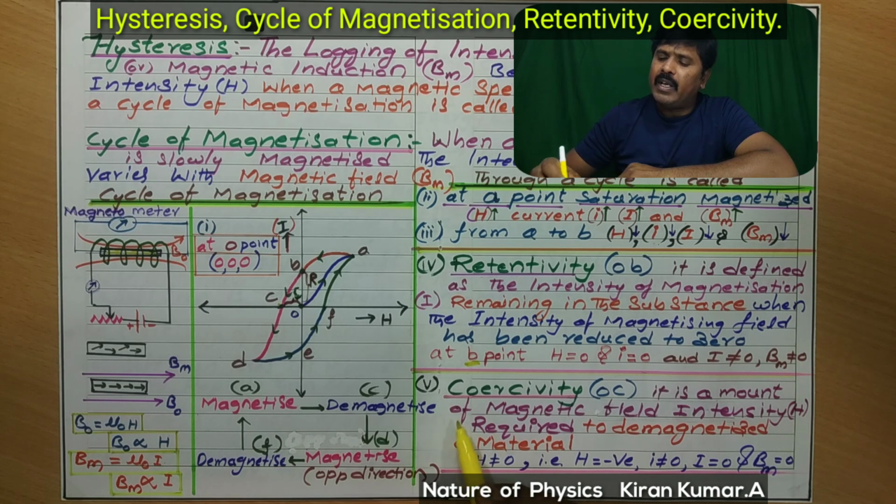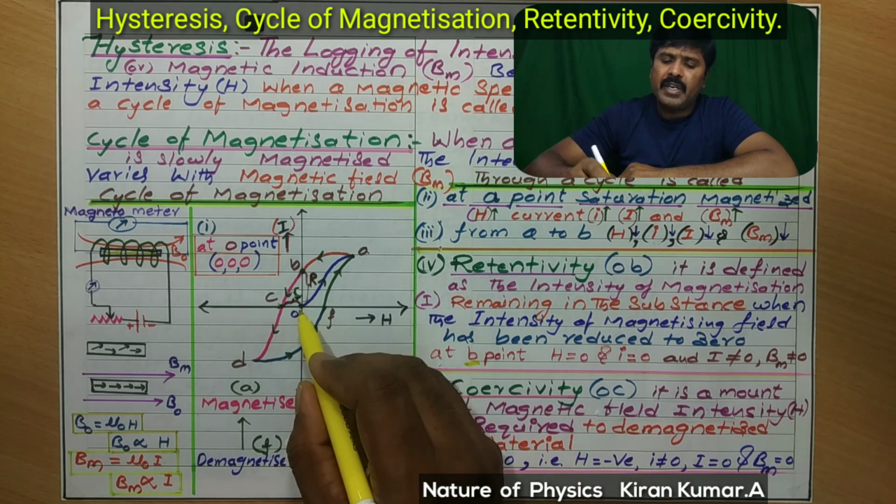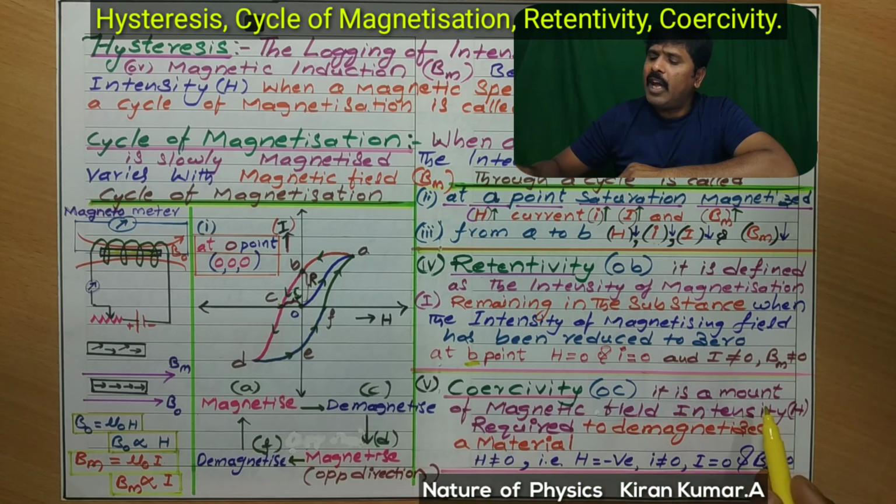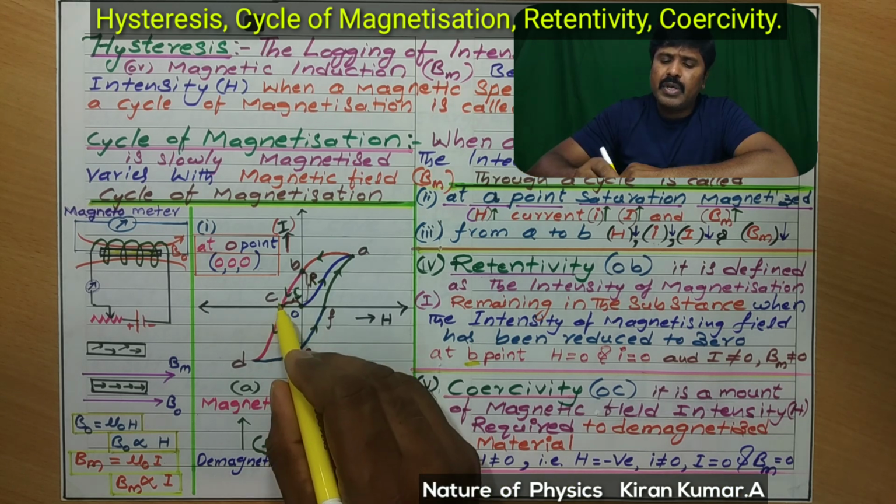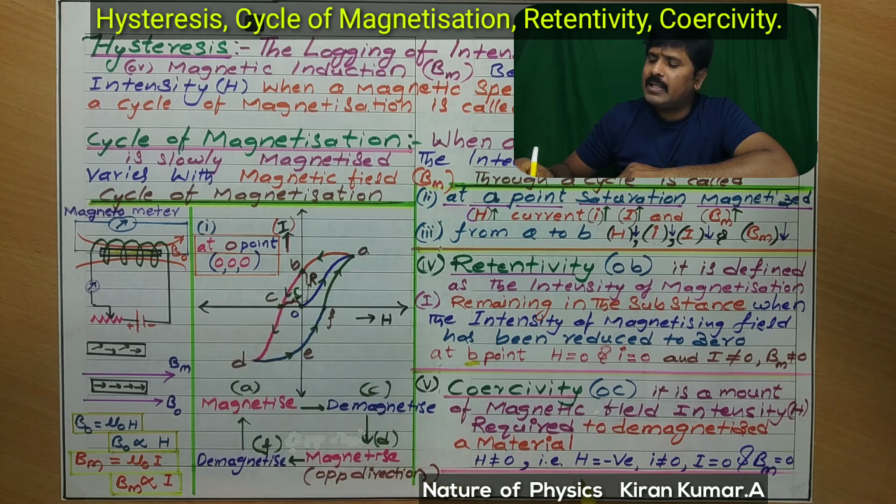Okay, next one is coercivity, that is representing OC, student. It is the amount of magnetic field intensity H required to demagnetize a material. For this, H is not equal to 0 along the negative x axis. H is taken as negative, student.